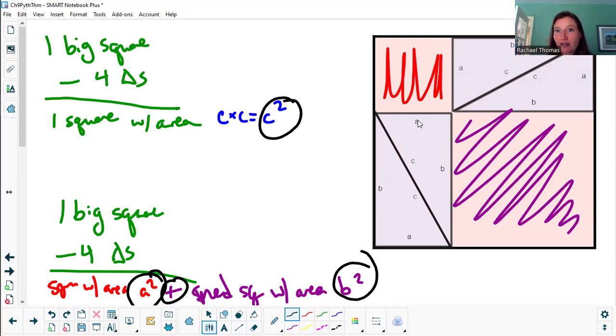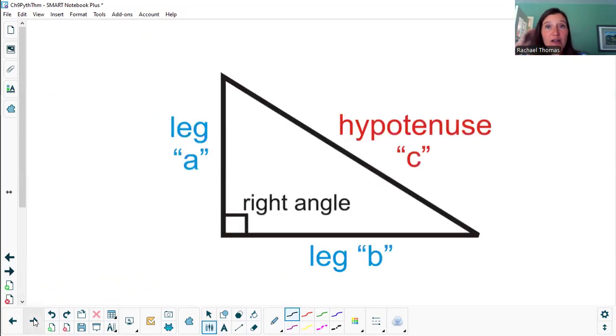I take the littlest side and I multiply it by itself, a squared. I take the medium side, multiply it by itself, b squared, and I add those two numbers together, I'm going to get the same number as if I would have squared the hypotenuse. That fact is really, really convenient for us when we're solving for sides of right triangles. What really matters is that we can distinguish between the hypotenuse, which is the longest side, and the two smaller sides, which we call the legs.